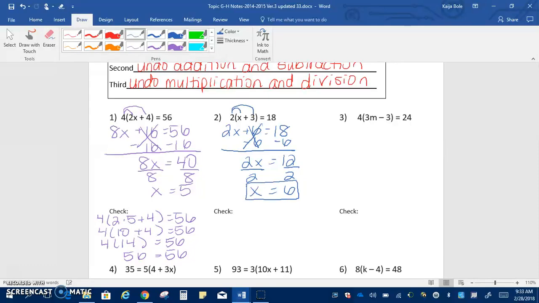So if we go back and check, we're going to plug that back in. So we have 2 times 6 plus 3 equals 18. And we have 2, got to do our parentheses first. 6 plus 3 is 9 equals 18. And 2 times 9 is 18. So 18 does equal 18. So we are good to go.